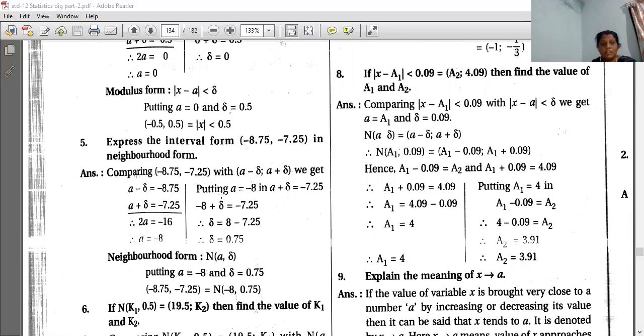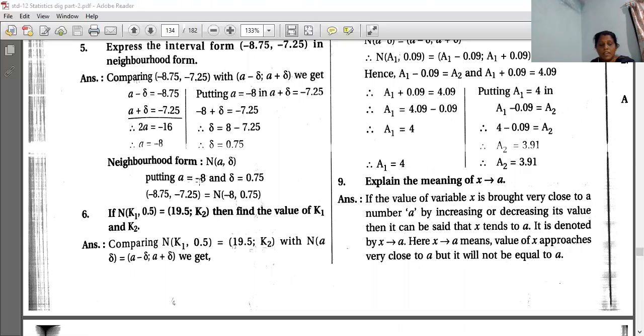Then you have to put the value of a equal to minus 8 in any of these equations. So here we have substituted a plus delta equal to minus 7.25. That is minus 8 plus delta equal to minus 7.25. Therefore, delta equal to 8 minus 7.25, that is 0.75. So the neighborhood form is N(a, delta). Putting the value a equal to minus 8 and delta equal to 0.75, you will be getting N(minus 8, 0.75). Right? Substitution method is what we have to use in this.